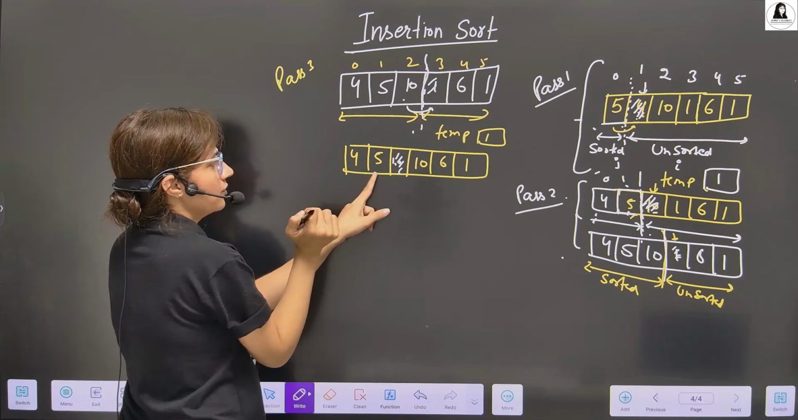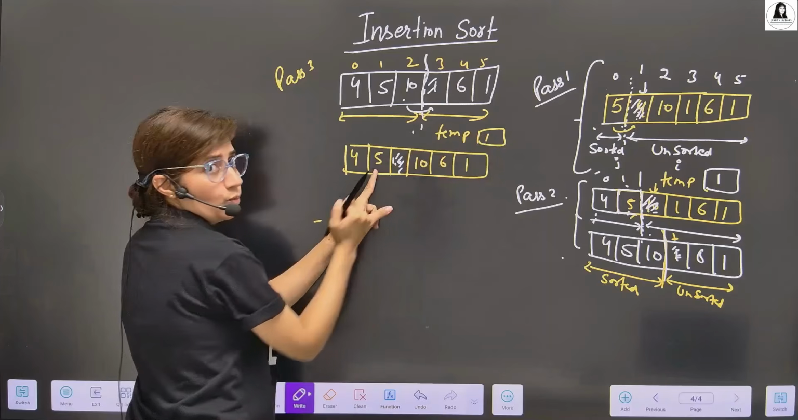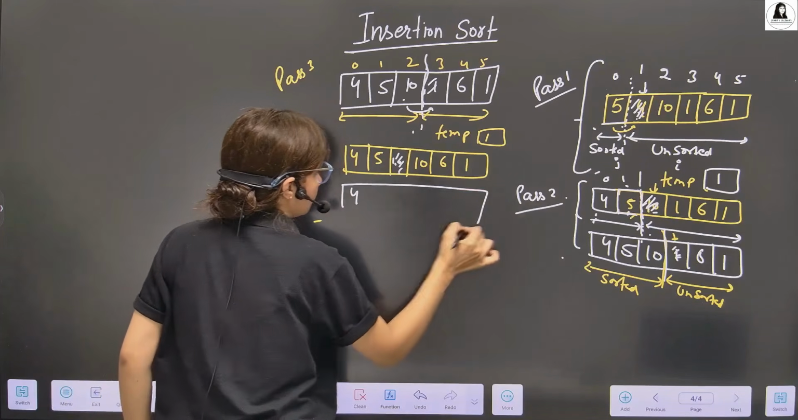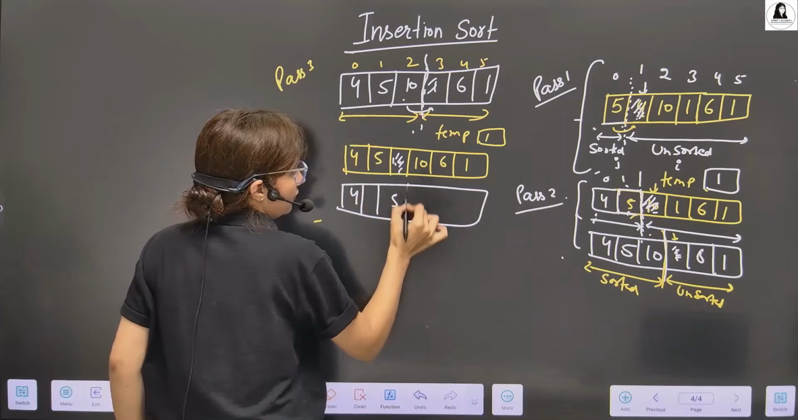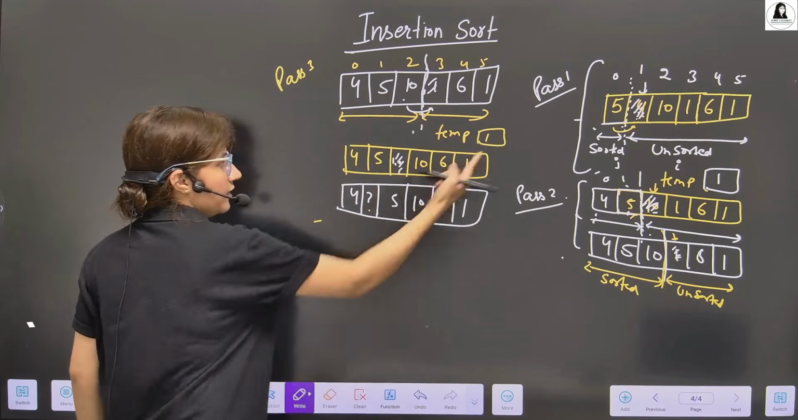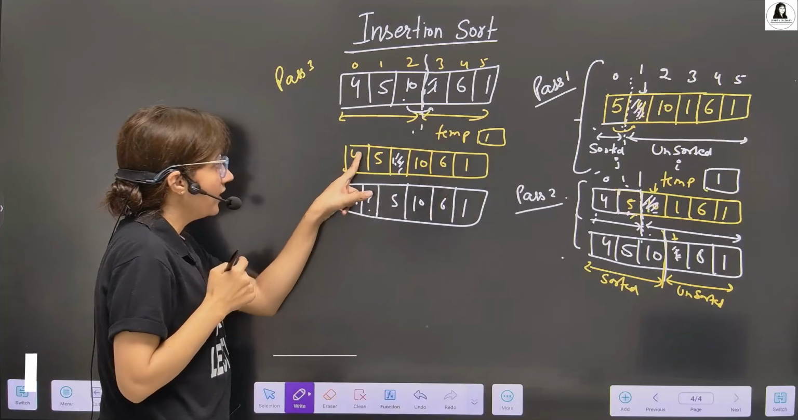Next, we compare with this 5. 5 is greater than 1. Again, shift. So we shift here. So now my array becomes something like this: 5 is here, 10, 6, and 1. Can I insert 1 directly? No. Still there is one element, 4.